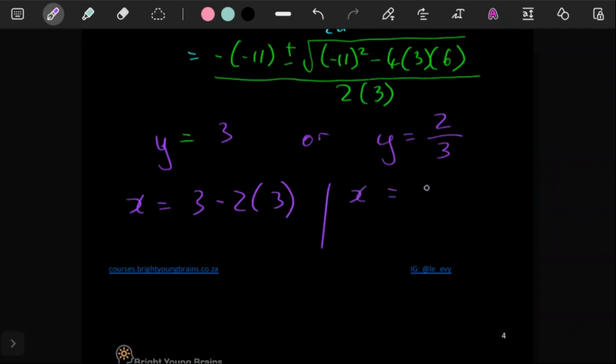So here also x is equal to 3 minus 2 times y here. This is like a 6, so 3 minus 6 is minus 3. And the other one, it's like 4 over 3. So 3 minus 4 over 3.